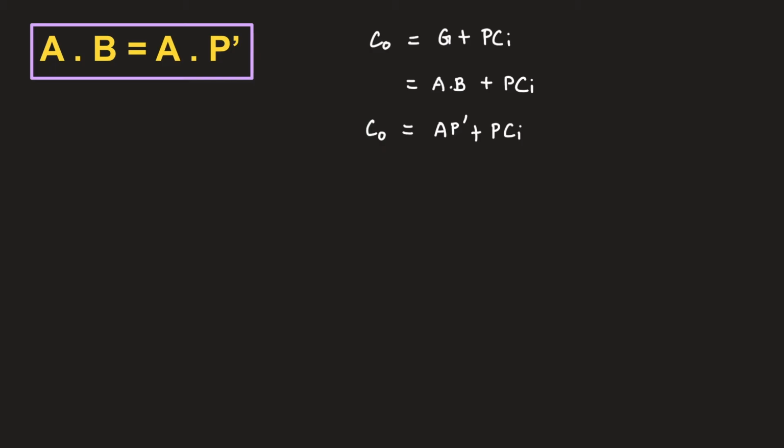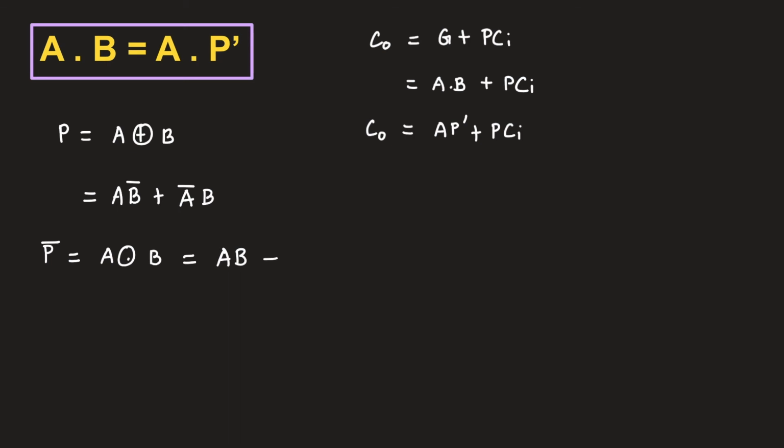I'll just validate how I'm equating A dot B as equivalent to A dot P bar. Here we know that P is equivalent to A XOR B, which I can expand as A B bar plus A bar B. So now what is P complement? P complement is going to be A XNOR B. So therefore this can be equated as AB plus A bar B bar. So now just multiply P bar dot A.